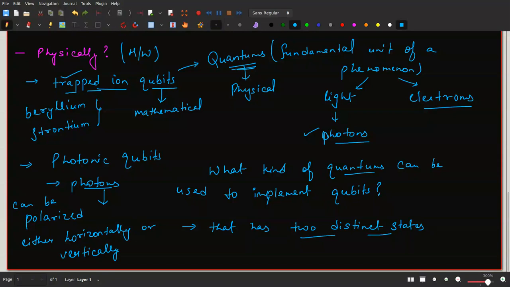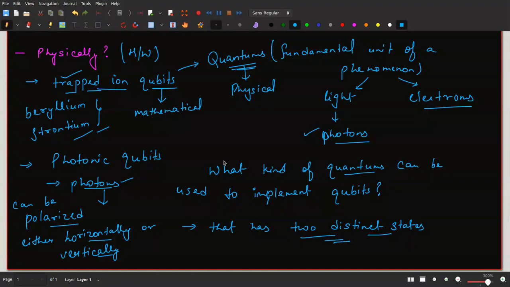So what is happening? Photons are there. Why can we use photons as qubits? Because they have two distinct states. How do they have two distinct states? Because when we polarize photons, they get polarized either horizontally or vertically. So these are two possible states, and these two we will be using as 0 and 1. It depends on the implementation which one we consider as 0 and which one as 1, so that is not a big matter, but we are getting two distinct states. Similarly, even for trapped ion qubits, here also we get two distinct states which can be considered as the two basis states.